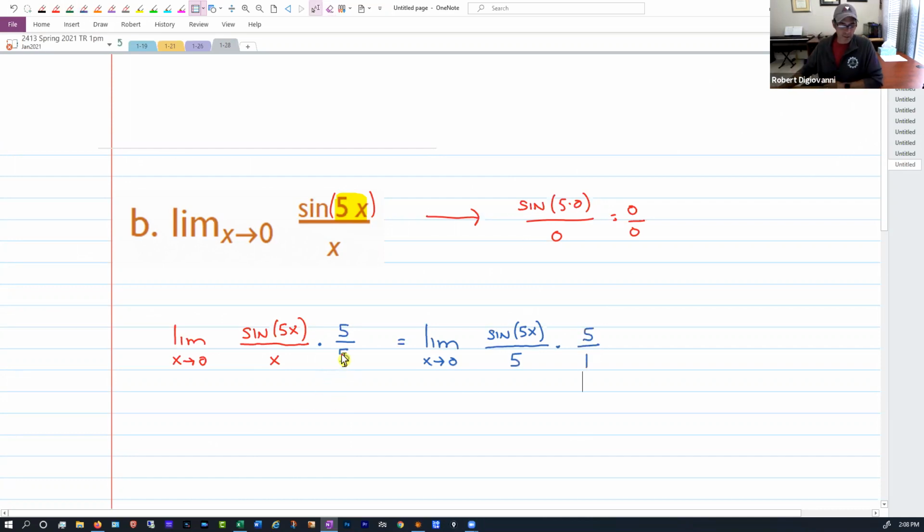So basically that 5 right here, we just stuffed it underneath this fraction and left this 5 that was here on top over 1. Do we all agree this is the same thing? All right? And this is the same thing, isn't it?